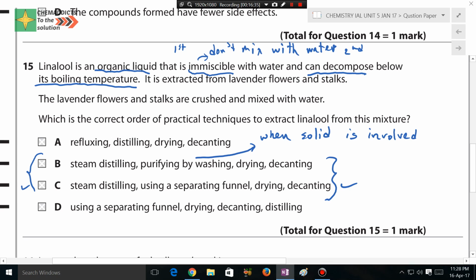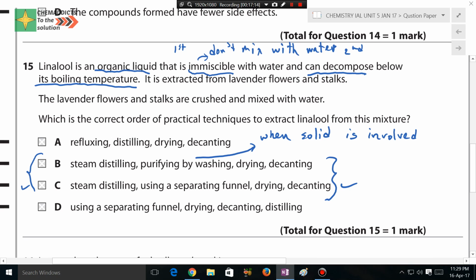Steam distilling using a separating funnel, drying, decanting. Since linalool is an organic liquid which doesn't mix with water, we don't want to purify again with water. So that's why we are not using option B. If we purify by washing, that means we are adding more water to this linalool, which is unexpected.